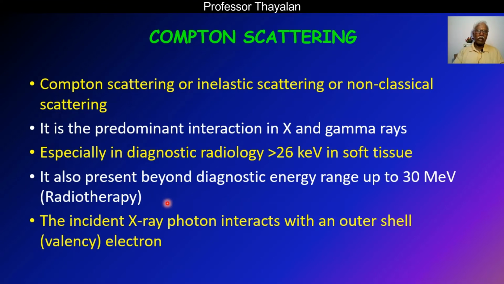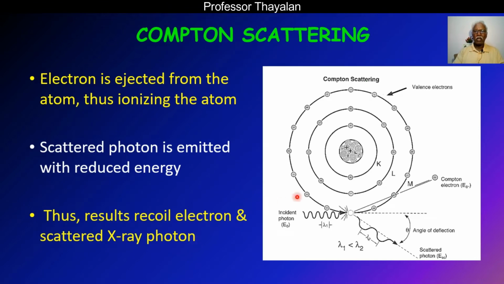Let us see what happens in Compton scattering. In Compton scattering, the incident X-ray photon interacts with an outer shell electron of the atom. The outer shell electron is nothing but a valence electron, for which the binding energy is very low. Let us see one atom here. This is the outer shell electron, the valence electron. The incident photon comes here and has the interaction here. It loses partial energy and ejects the electron here. This electron is called the Compton electron or recoil electron.